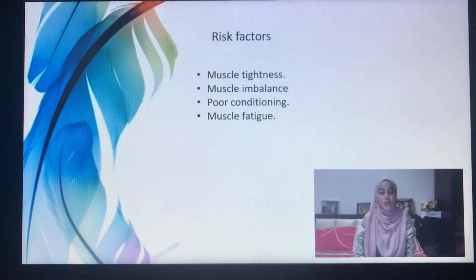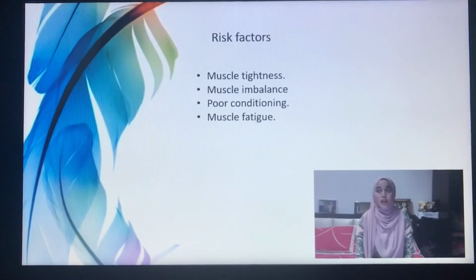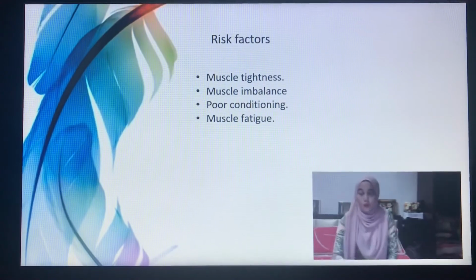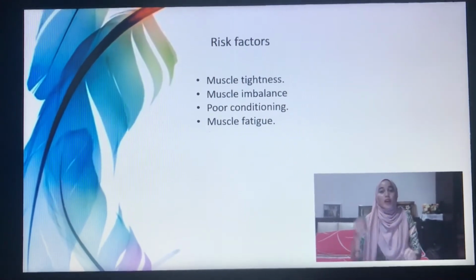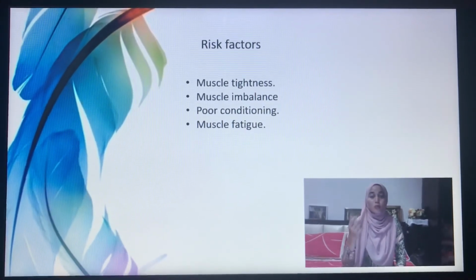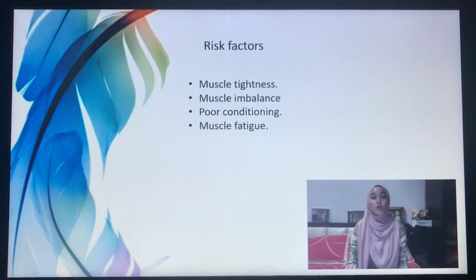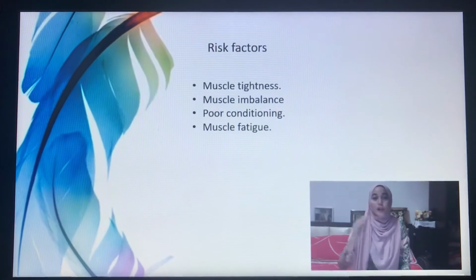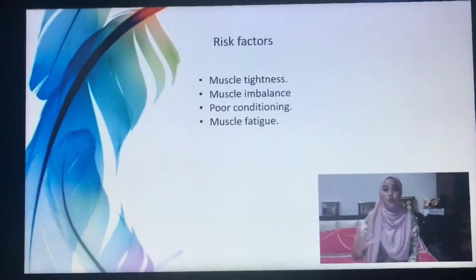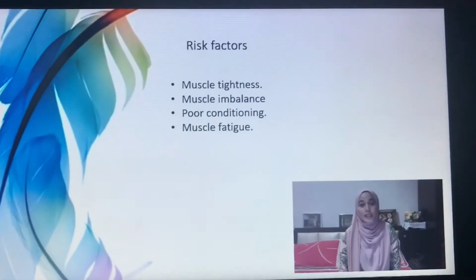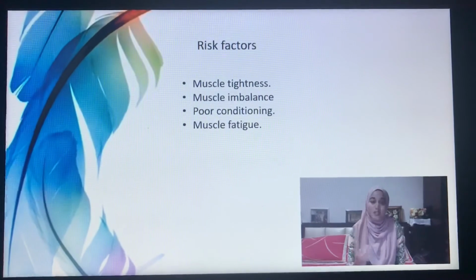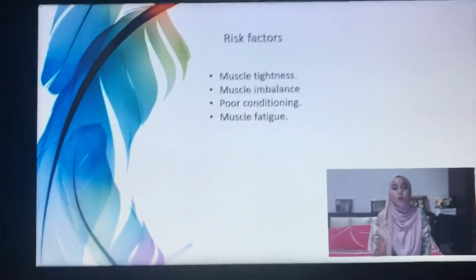The second one is muscle imbalance. Muscle imbalance happens during high speed activities, when your body cannot adapt to the training and you only use your dominant hand. For example, when we are jumping and you land, you use your right leg much more than your left leg. So muscle imbalance can happen, and it can be a risk factor for muscle strain.